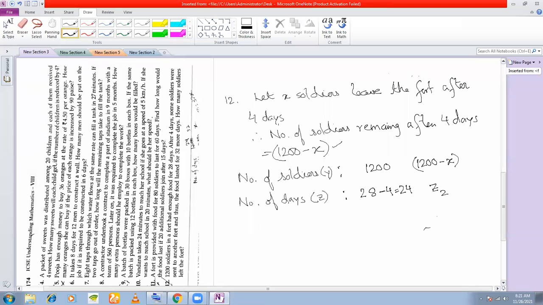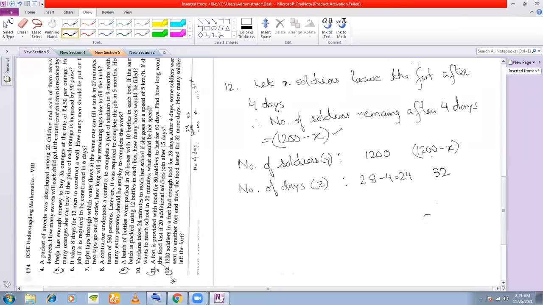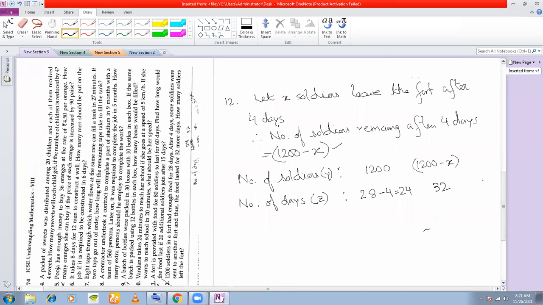Now here also there's one more thing. Yes, there's something here also. That this 32 days more. Yes, the 32 days more. So for 1200 minus X soldiers, the food will last for 32 more days, right? So if you see this question, I forgot this part. So instead of 1200 minus X, we could also write just X. If you write X, then you will have to later on subtract it from 1200.